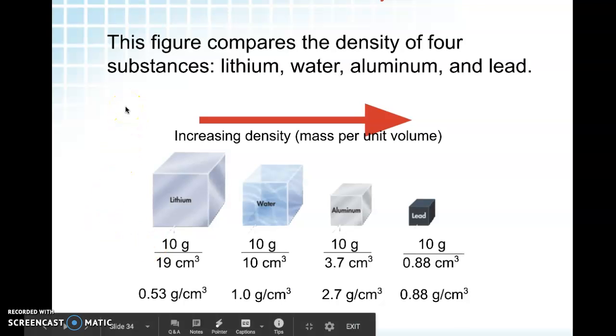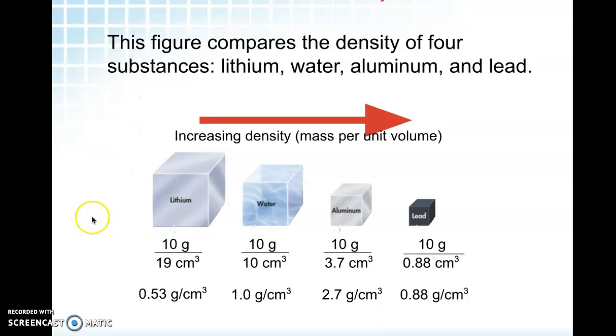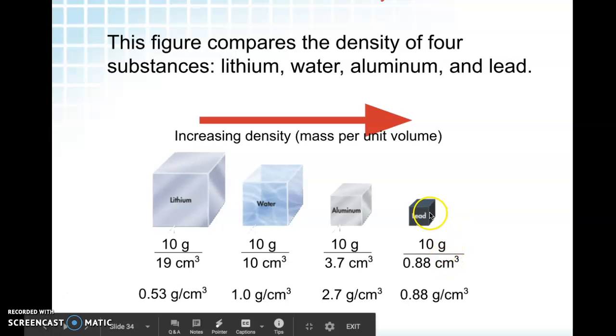So this figure compares the density of 4 substances: lithium, water, aluminum, and lead. So you have 10 grams of each of these, but because lithium has the smallest density, it's going to have the greatest volume. So 10 grams of lead doesn't occupy much volume because it has such a large density.